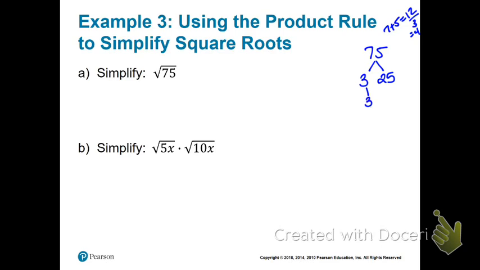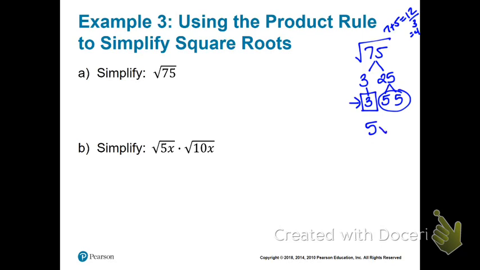And we're going to keep going to our prime numbers. 3 is prime, but 25 is not. It's 5 times 5. And now 5 is prime, so all numbers on that line are prime. So square root, remember we're looking for 2 of a kind. I have a pair of 5, so I'm going to take 1 out.